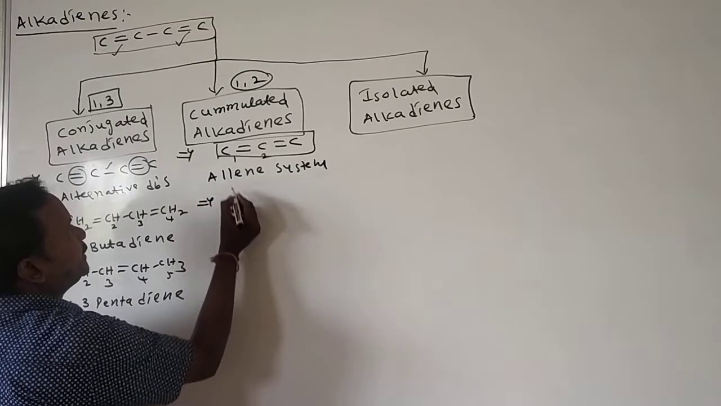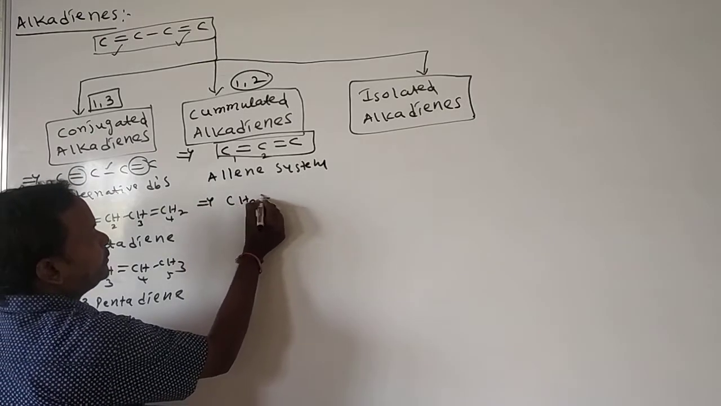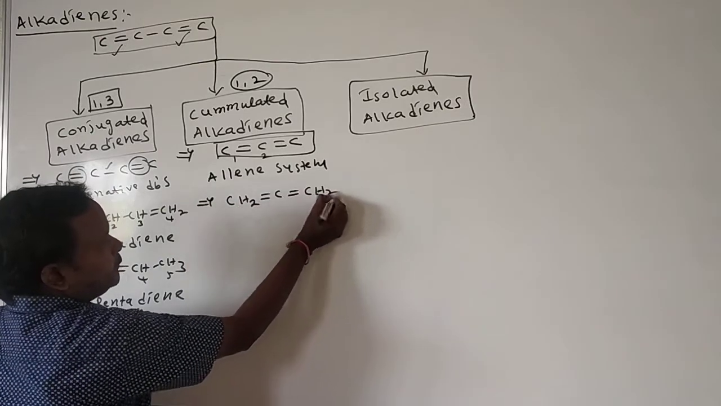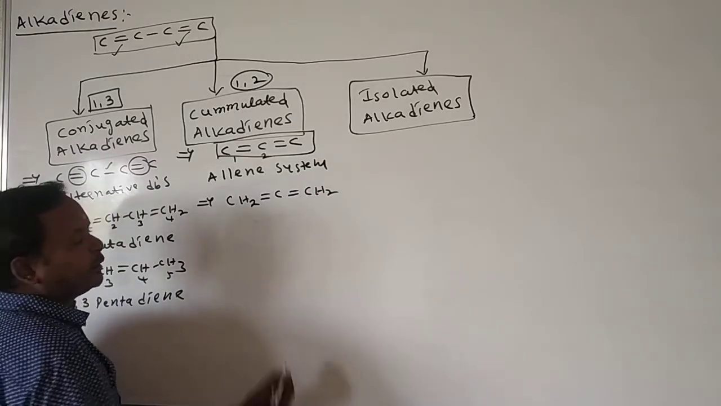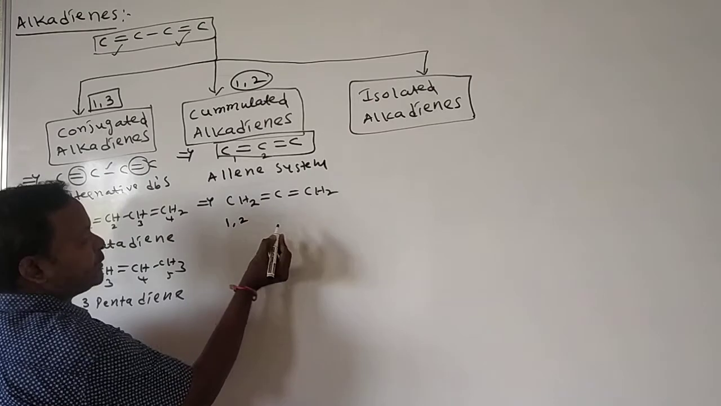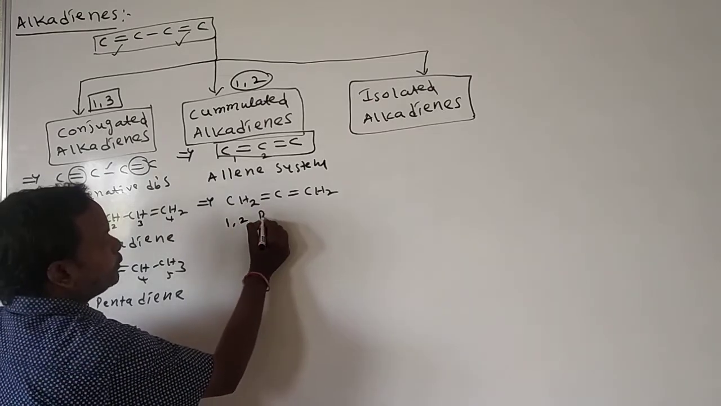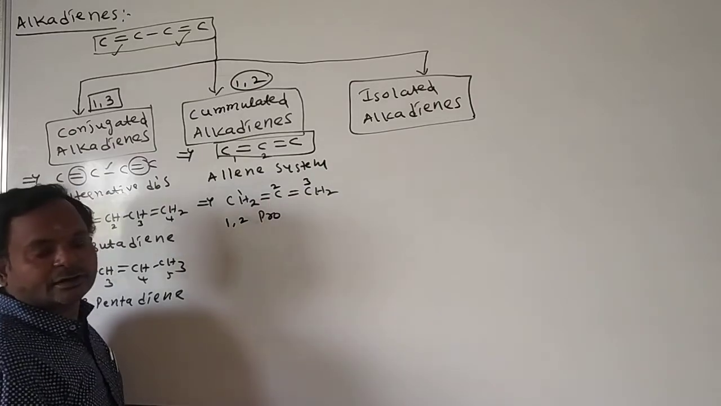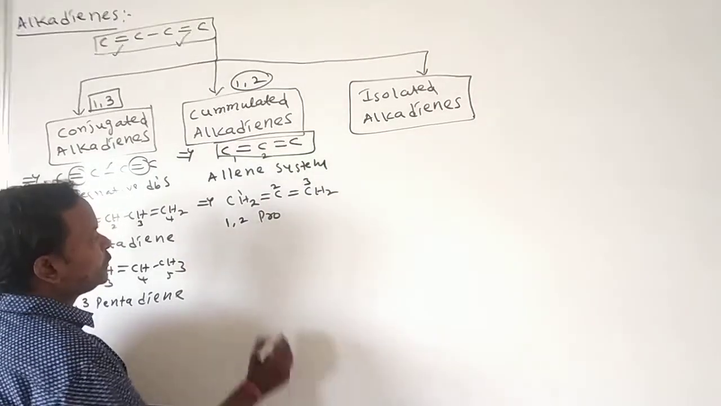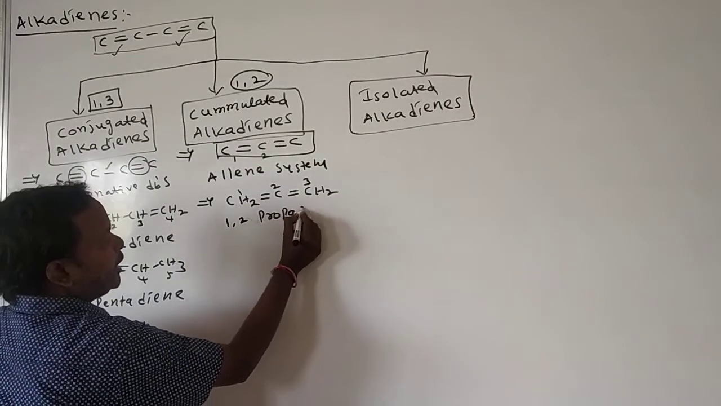Example for this allene system: CH2 double bond C double bond CH2. We call this allene. Our IUPAC name for this one: see, 1, 2, 3. The first position and second position have double bonds. So 1,2-propadiene.